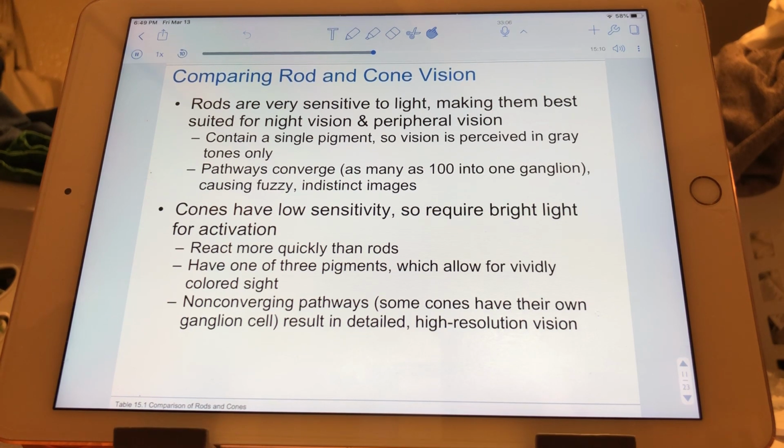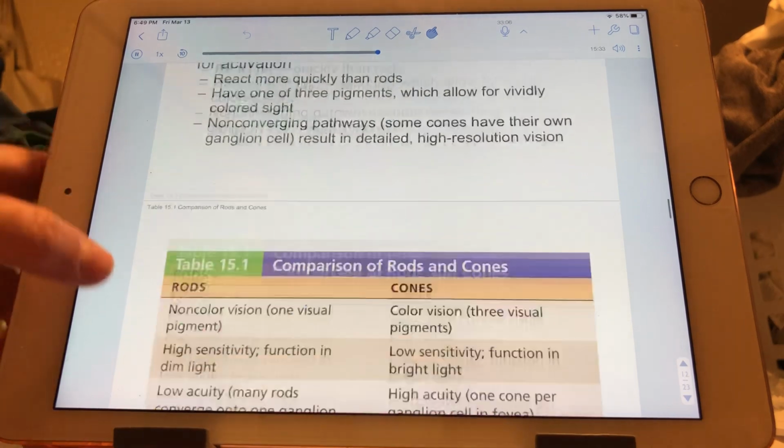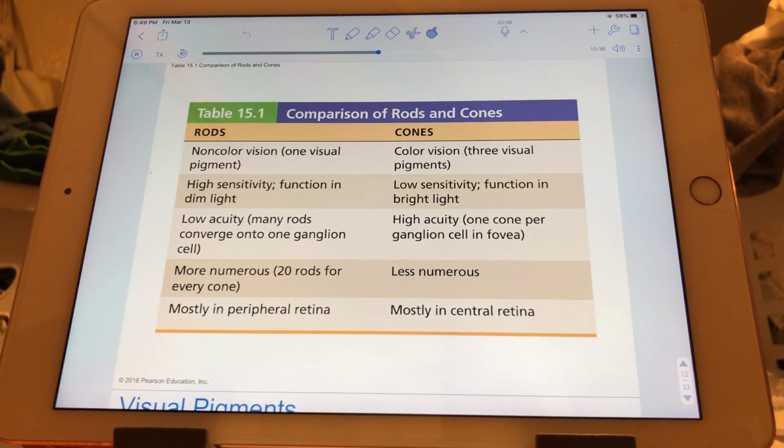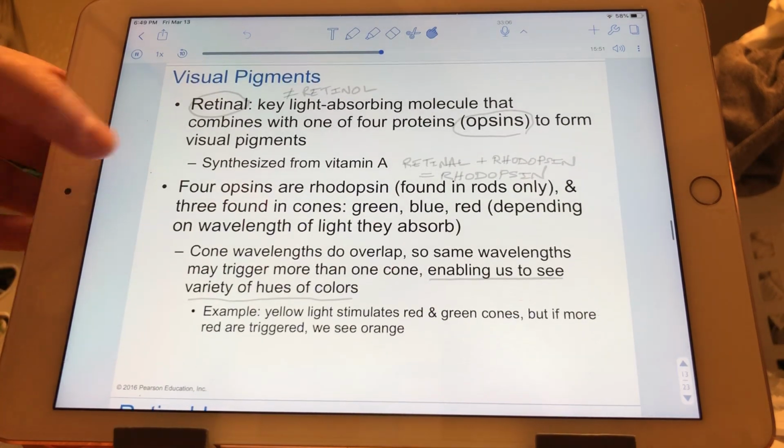Fewer cones will converge on ultimately ganglion cells, and that's why cones are much more so able to produce resolved, distinct, very clear images, or at least in our perception. Let's go to slide number 12. Slide number 12 does a side-by-side comparison of rods and cones. I would think ultimately you'd actually be able to generate a larger table than this, but at least it sort of starts that ball rolling. Slide 13, visual pigments or photopigments, same thing.